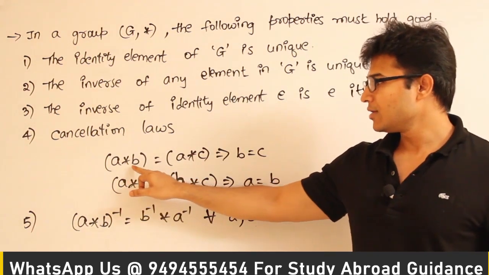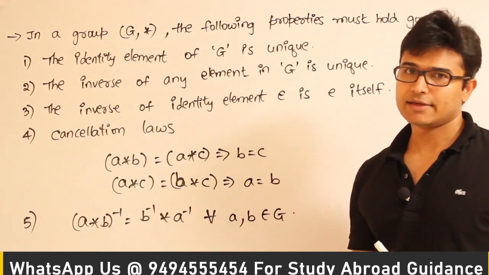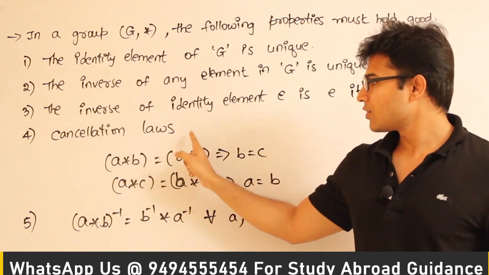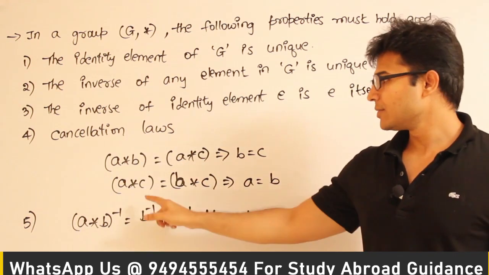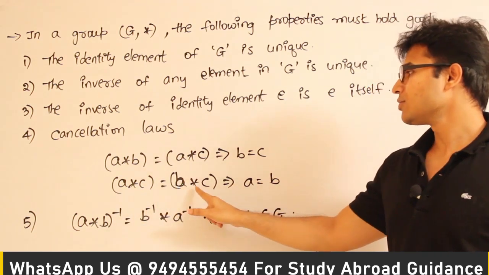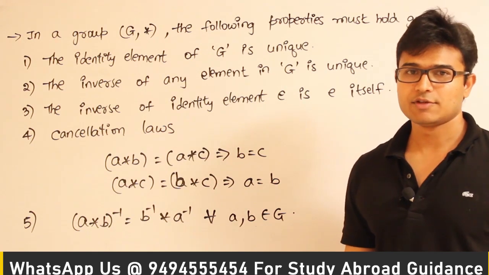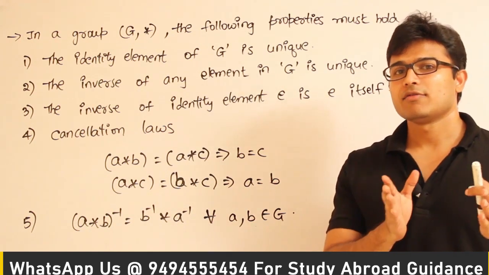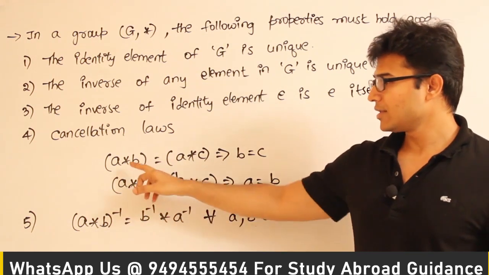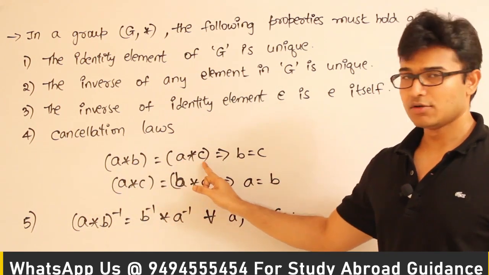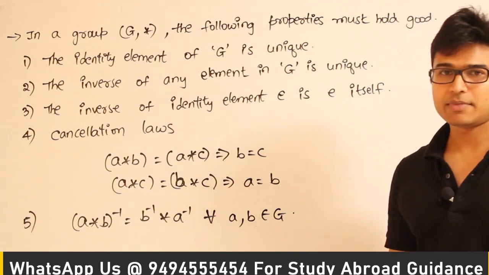See this, a * b = a * c. If you have an equation like that, you can cancel out a from the left hand side, then you are going to get b = c. Similarly, if you have a * c = b * c, then you can cancel out c from the right hand side, which means you can cancel out either from the left hand side or from the right hand side. But if you have a * b = c * a, then you cannot cancel out a. Got it? So such cancellation rules will be applied.